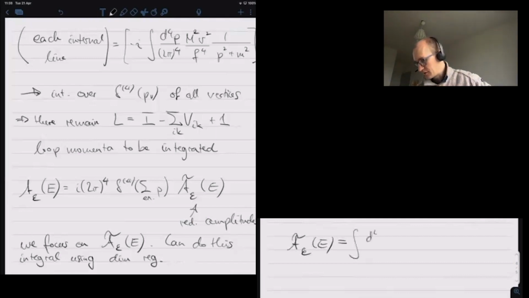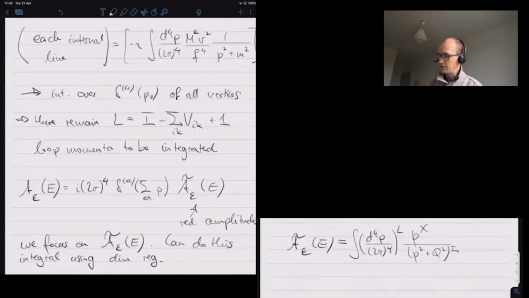I might just include it in the notes that I put on Moodle. So we have L factors of the momentum integration, okay, L, and then we have something like p to the x, where I will write down what x is. So there's x powers of momentum in the numerator, and then there is something like p squared plus q squared to the I in the denominator. So this is the powers of p squared loop momenta in the denominator, and q is the largest of the external momenta.